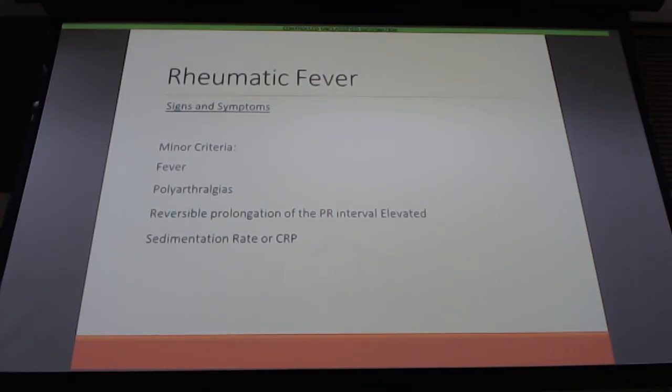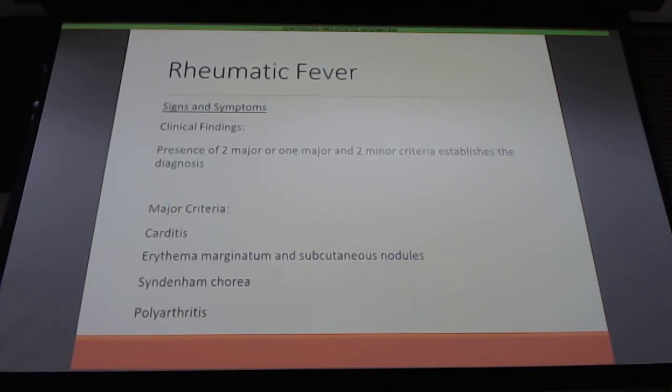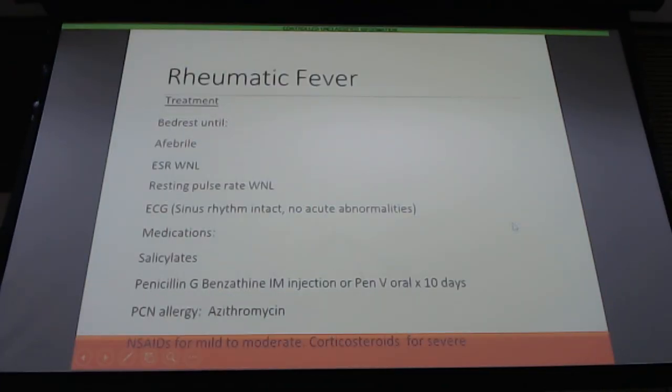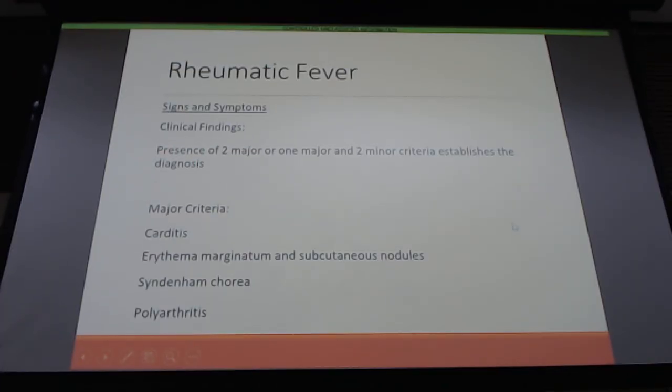What's erythema marginatum? Erythema marginatum is a big red rash on your skin someplace. And your other one, subcutaneous nodules, are just painless, firm nodules that pop up in different parts of your body. Could be over your shins, could be over your forearms, could be in your flexor areas.